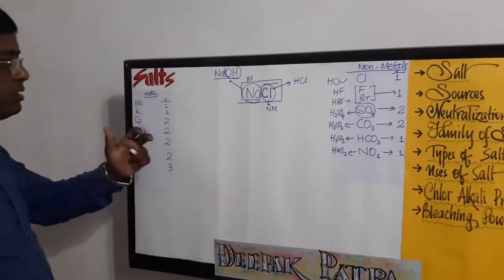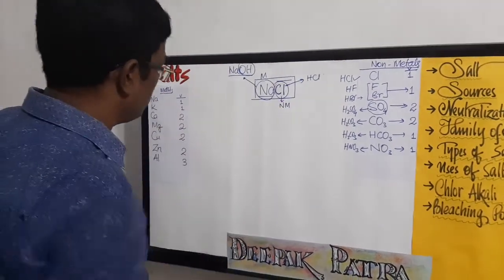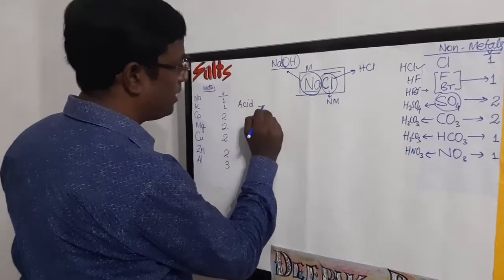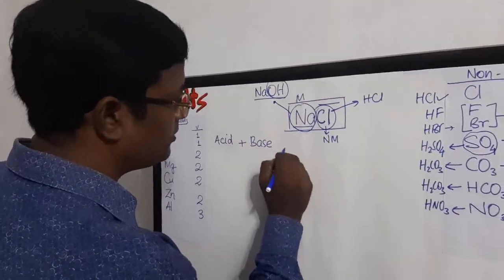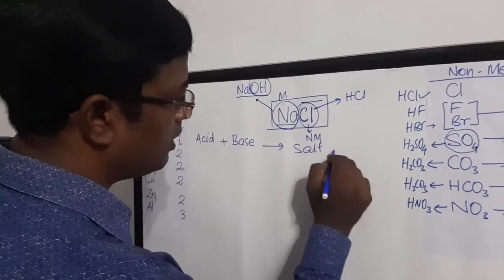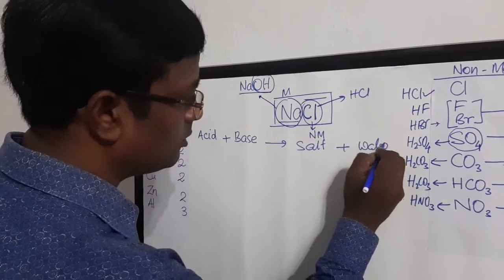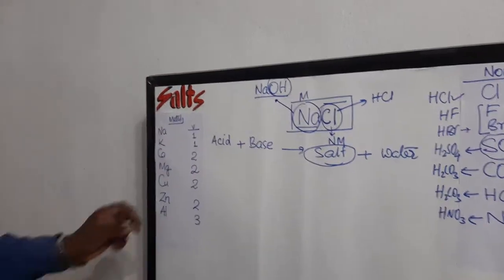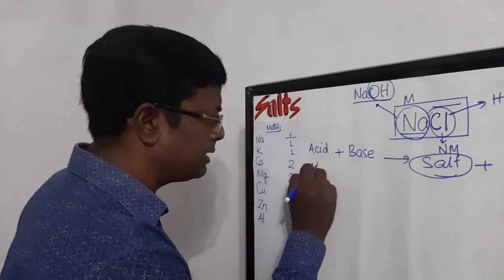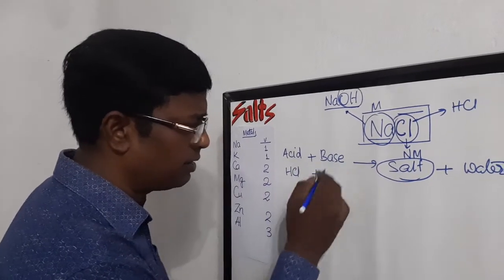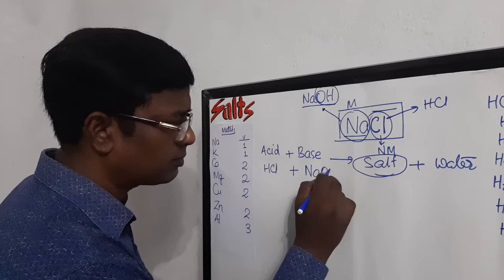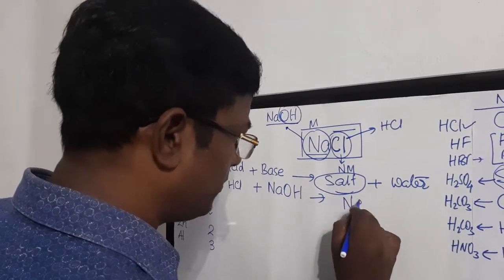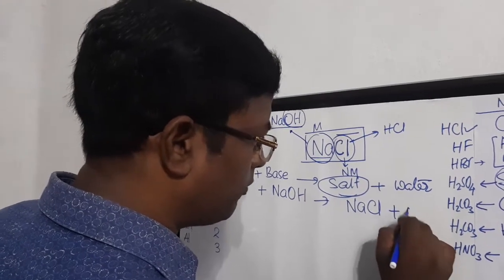But before proceeding further, let me take a holistic look. Let's simplify what happens. We know acid plus base gives you salt and water. Our main focus is to obtain salt here. Now let's take a simple reaction. Hydrochloric acid combining with the base sodium hydroxide gives you the salt sodium chloride, along with water.